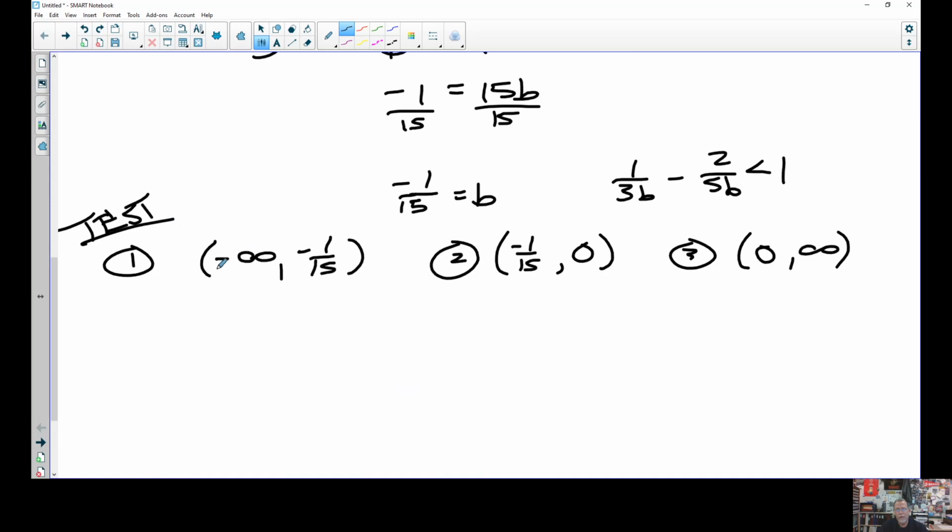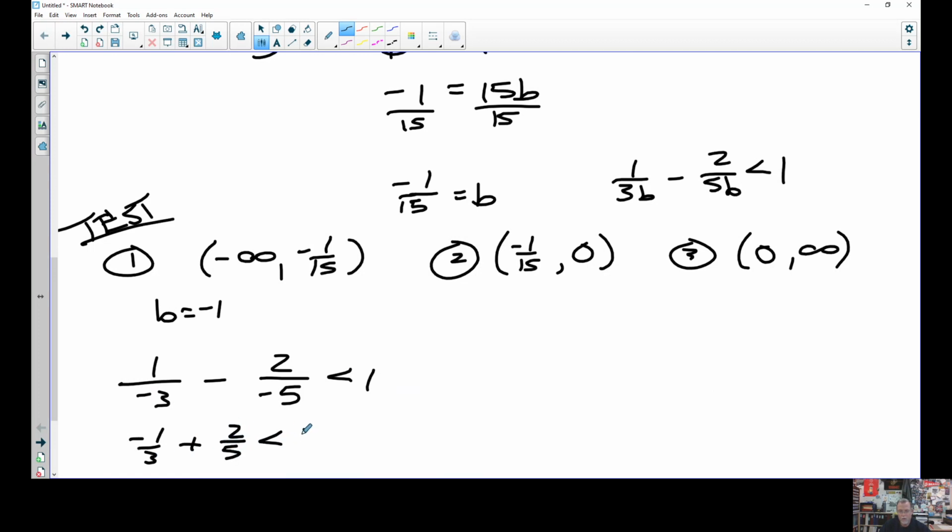So between negative infinity and negative 1/15, I would say b equals negative 1 would be a good test. That would be in that region. And I would plug it in. So 1 over, when I do negative 1 times 3, I get negative 3, minus 2 over 5 times negative 1. So that's a negative 5, less than 1. So negative 1/3, and this becomes plus 2/5, less than 1. Well, is that true? Is negative 1/3 plus 2/5 less than 1?